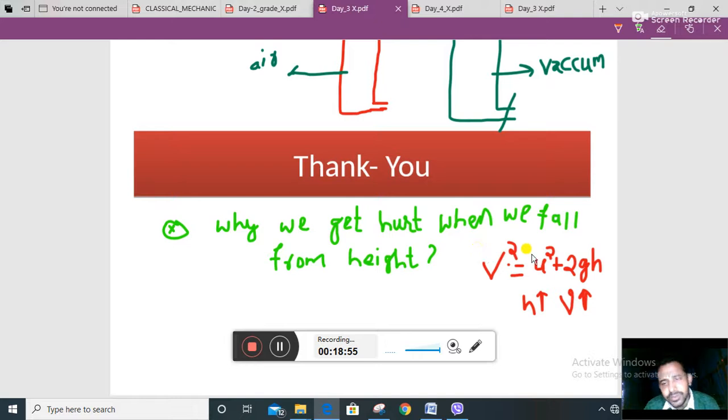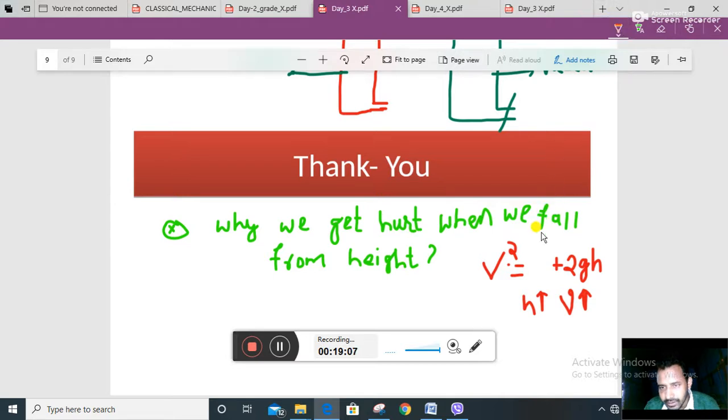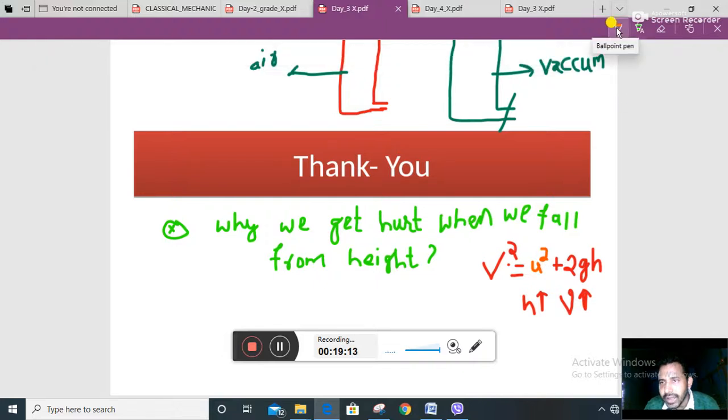The reason is v square equals u square plus 2gh, and generally at a height, this initial velocity should be 0. Okay, I will rub it out. I think I should write it again. Initial velocity should be 0. Why 0? Because at a height, if you throw any object from a height, u will be 0.